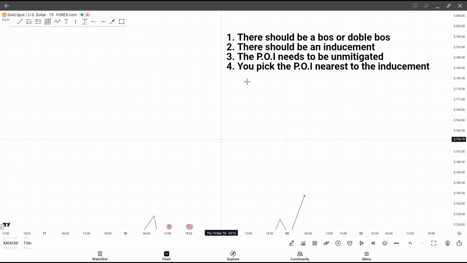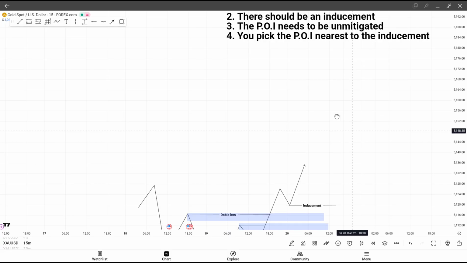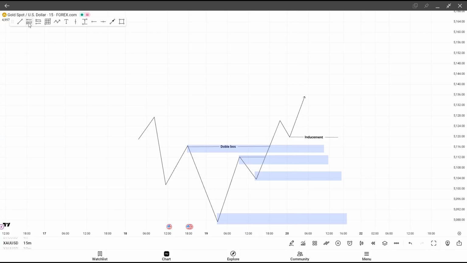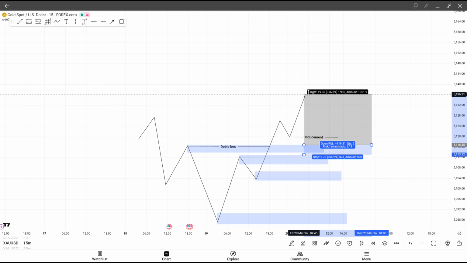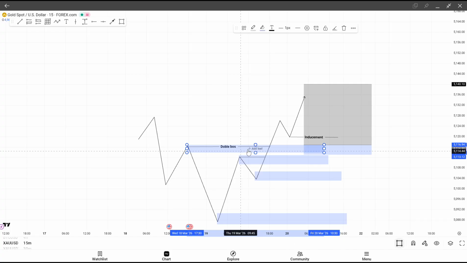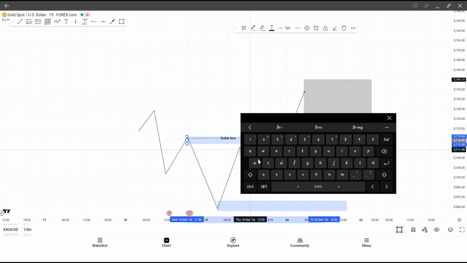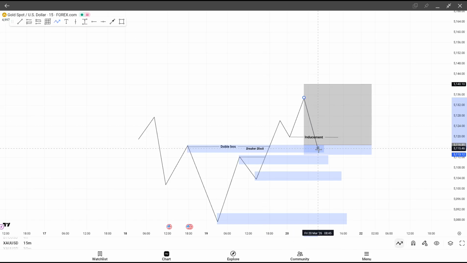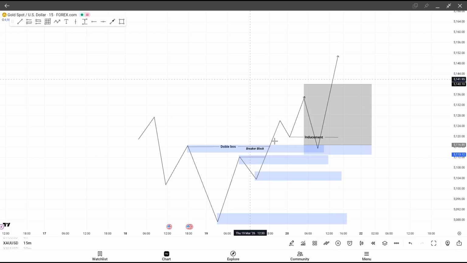So the next rule says you pick the point of interest that is nearest to the inducement. So if this is the inducement, what is the point of interest that is nearest to the inducement? I can see that this is the breaker block that is nearest to the inducement. The first breaker block. Let me type it. Breaker block. Okay, so the price will definitely come and buy from this breaker block and go above. Do you guys understand?